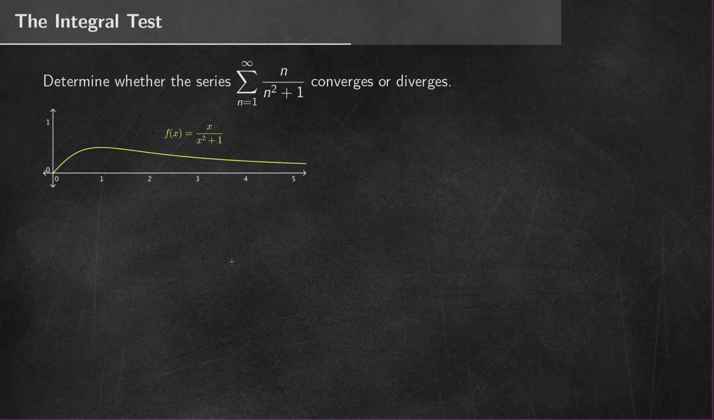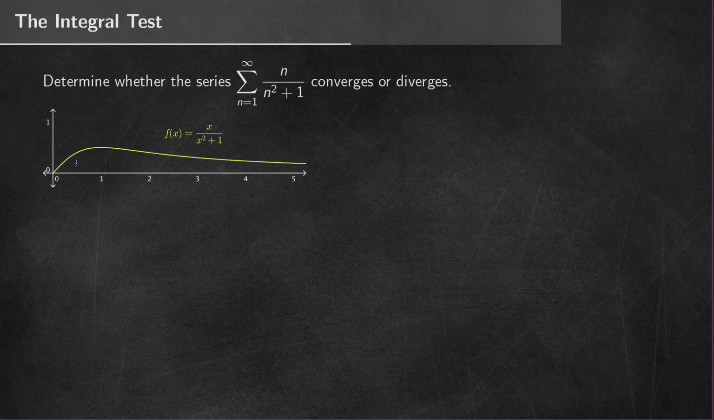Let's look at an example to see how we can use this integral test. Determine whether the series n equals 1 to infinity of n over n squared plus 1 converges or diverges. So there are certain conditions that have to be met before you can use the integral test. Our function has to be continuous. So this function is continuous. It has to be positive. This function is positive. It's above the x-axis. And it has to be decreasing.